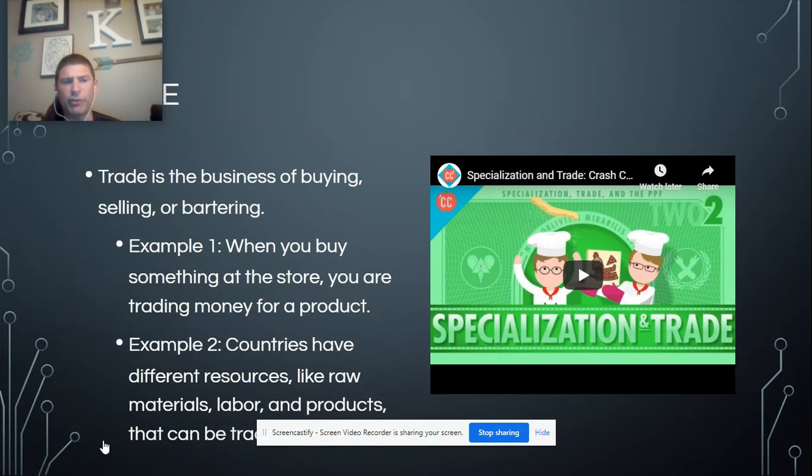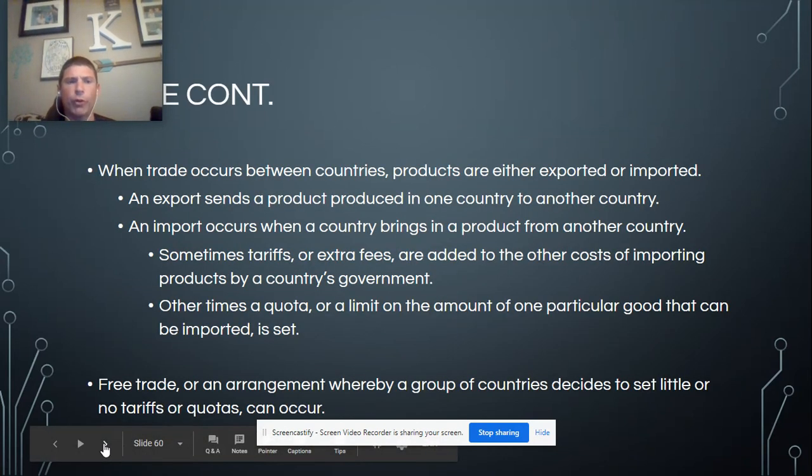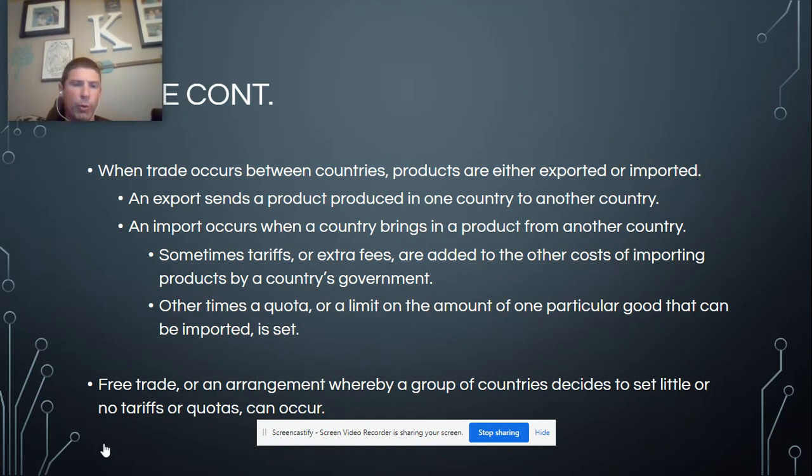So this brings us to trade, which all countries have to do. Trade occurs between countries, and that has two components. There's an export. Those are goods that are sent out of the country to sell, and imports are the things that come in that are bought. And there are tariffs that are placed on those things for imports and exports.